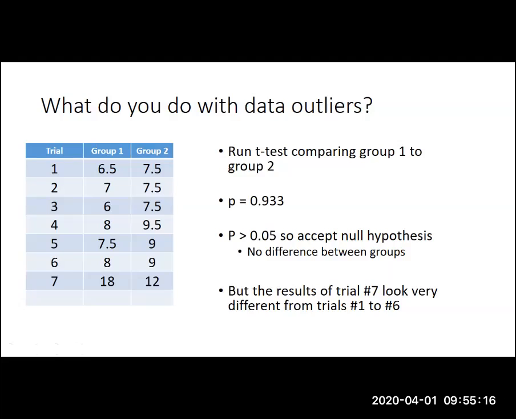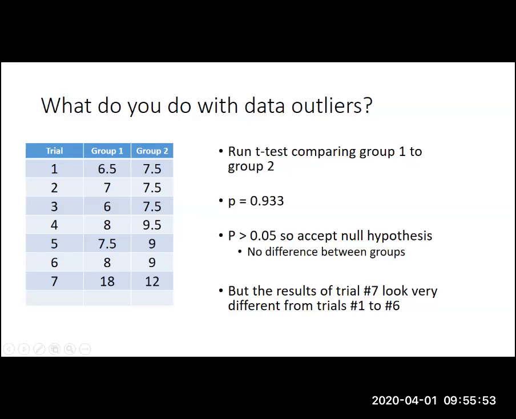And so we start looking at the results and we say, okay, in trial 1, group 2 is about a point better, half a point better in trial 2, 1.5 better, 1.5 better, 1.5 better, a point better. So, 1 through 6, group 2 is always doing better than group 1. Now, all of a sudden in trial 7, group 1 is 18 and group 2 is 12. That's strange because in trials 1 through 6, group 2 was always higher than group 1. And now all of a sudden in this example, group 1 is higher than group 2.